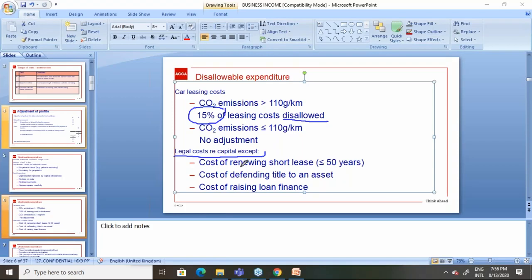If the question says you're granting a short lease for the first time, granting of a short lease for the first time is not an allowable expenditure, but if you are going to renew an existing short-term lease, then that cost is an allowable expenditure.